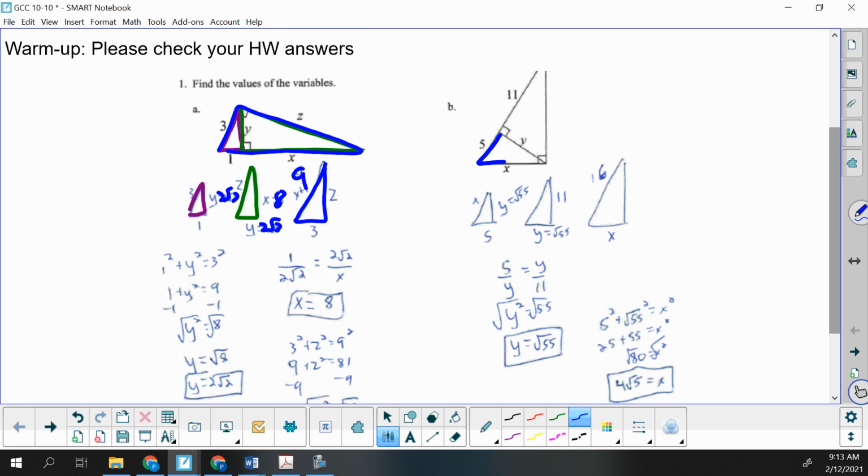In B, that was our blue triangle. That's our green triangle. And we'll maybe do red for the big triangle. So initially I used the blue and the green. I did the 5 over the y is equal to y over 11. Cross multiply and solve, you get square root of 55 for y. Once you had that square root of 55, then I used the blue triangle to use Pythagorean theorem. You end up getting square root of 80, or in other words, 4 square root of 5 for x.